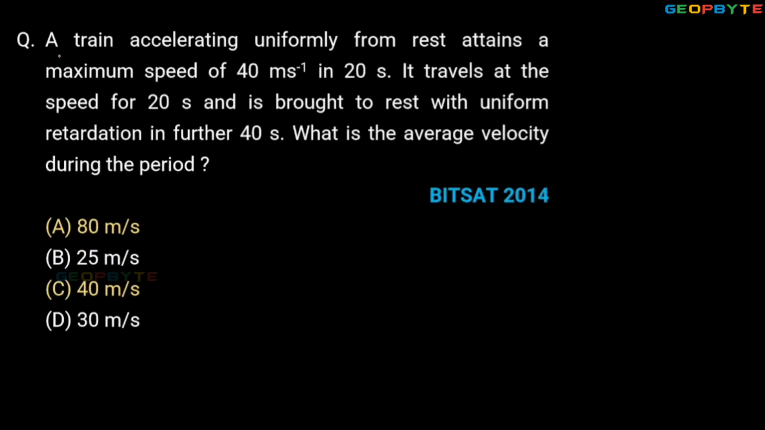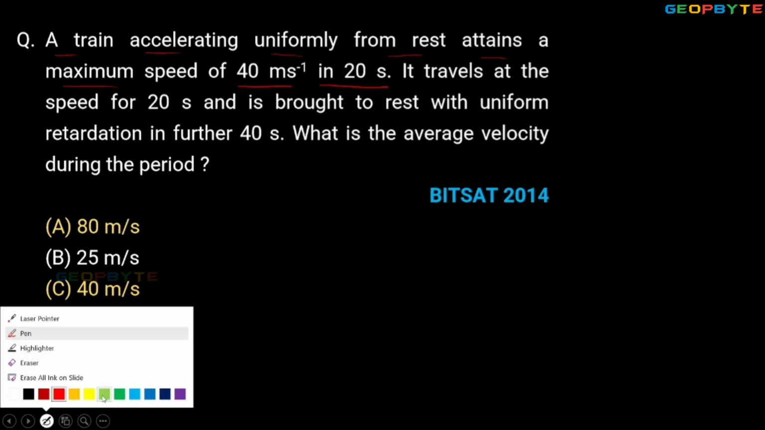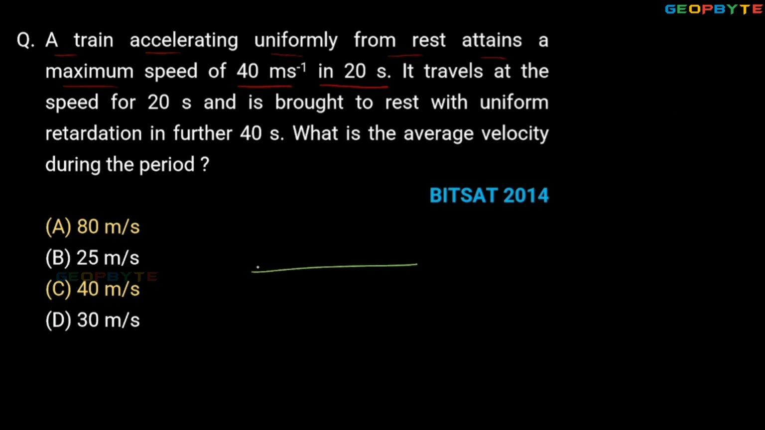Similarly, let us take another important problem. Okay, look at the screen. It is asking like this. A train is accelerating uniformly from rest, attains a maximum speed of 40 meter per second in 20 seconds. Let us mark the diagram. A train is starting from rest. That means at starting point A, initial velocity u equal to 0. It is traveling for the time t1 equal to 20 seconds, and it has reached point B where the maximum velocity v equal to 40 meter per second.